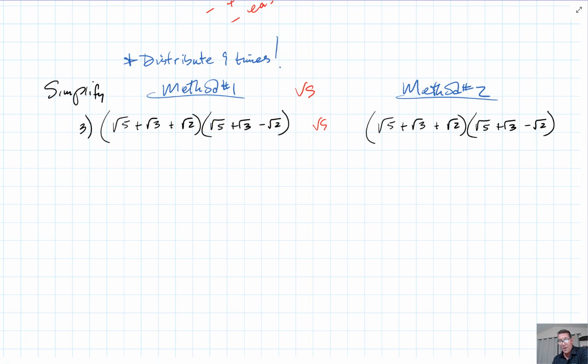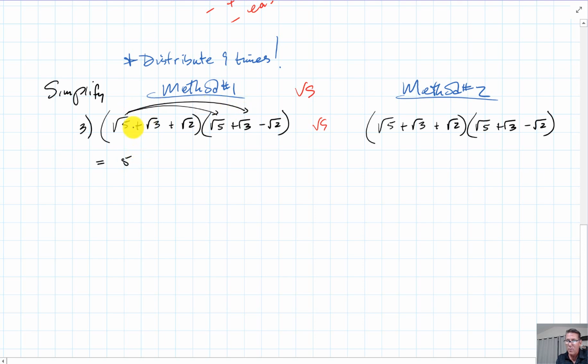Now distributing, I'm going to use colors here. So I'm going to distribute through the root 5. Here we go. Root 5 times root 5 is obviously root 25, which is 5. Root 5 times root 3 is root 15. And root 5 times minus root 2 is a minus root 10. So I just distributed the first term 3 times.